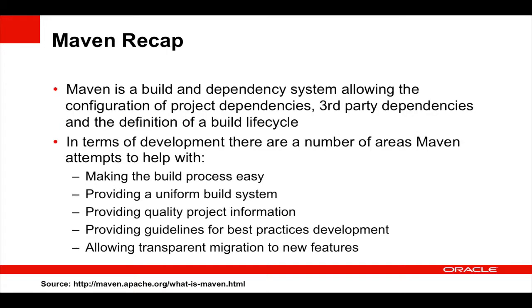Maven is a build and dependency system allowing for the configuration of project dependencies, third-party dependencies, and the definition of a build lifecycle. In terms of development, there are a number of areas Maven attempts to help with: making the build process easy, providing a uniform build system, providing quality project information, providing guidelines for best practices development, and allowing for transparent migration to new features. Please see the URL below for more information.